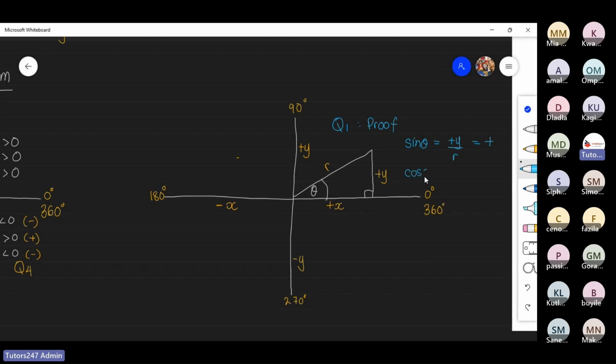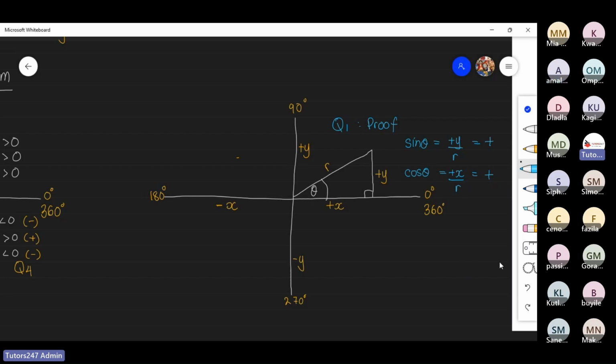Now let's have a look at cos. We know that cos theta is equal to the adjacent, which in this particular case is x, over the hypotenuse. So as you can see, we now have a positive value divided by another positive value. That is going to leave us with a positive answer.